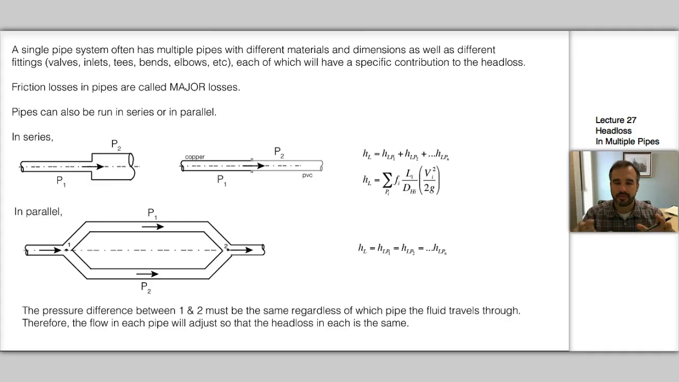And it'll automatically adjust. So if you just turn on the system and it starts flowing, the fluid itself will adjust so that the pressure is the same at the 2 points. All right, so that's how we do it for pipes.